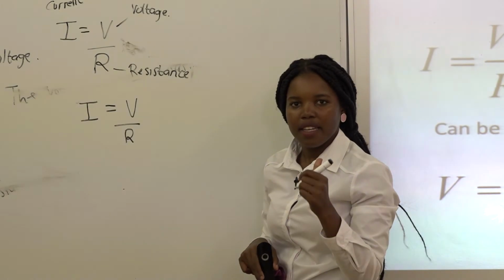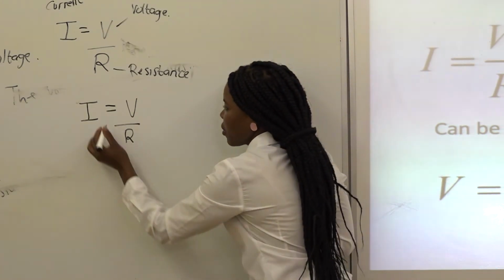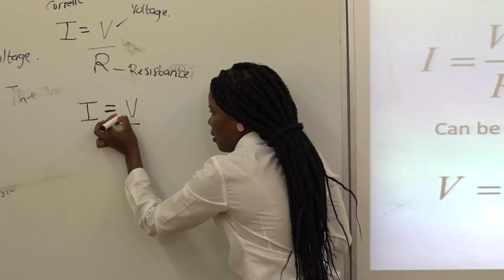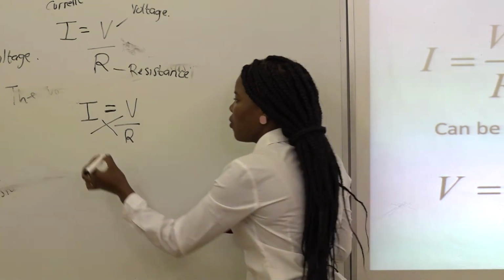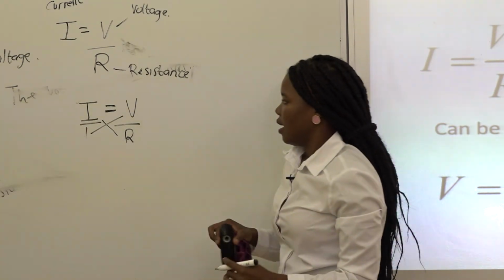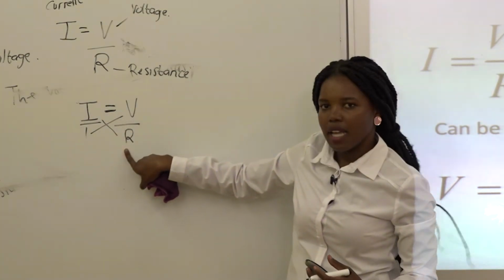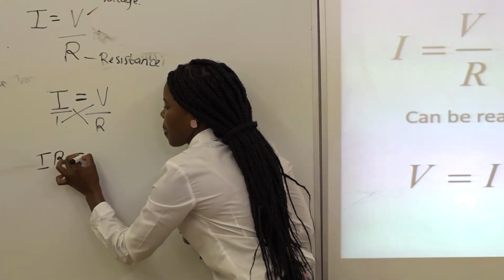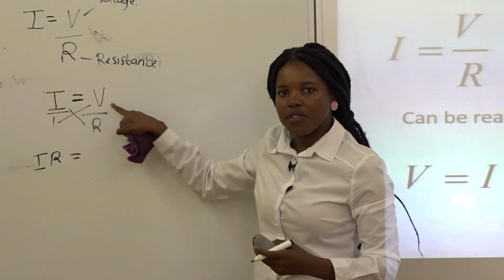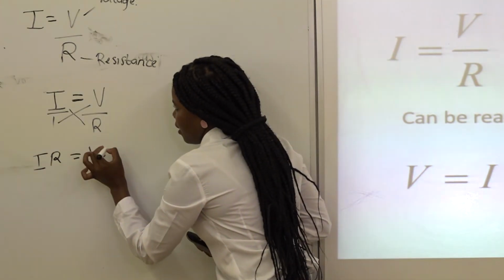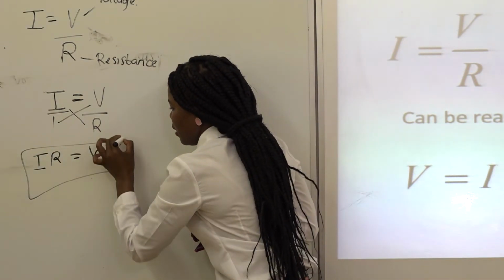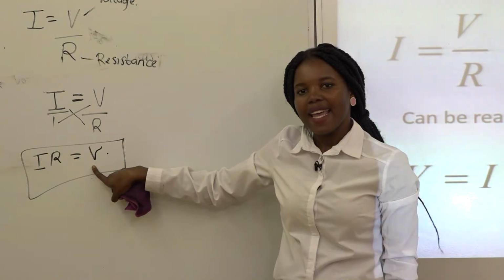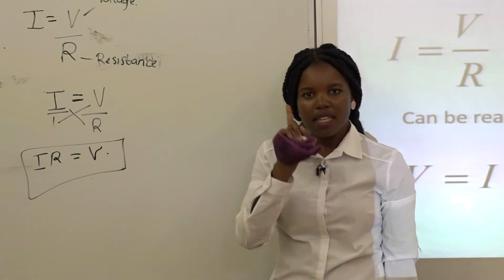Therefore, if you want to make V the subject of the formula, you simply cross multiply. Remember, we have an equal sign. You cross multiply, meaning your I, which is current, is all over 1. Therefore, I times R, IR, is equal to 1 times V. Therefore, we have our V. So you can see that we are able to derive this formula and make V the subject of the formula in case we are being asked to calculate the voltage.